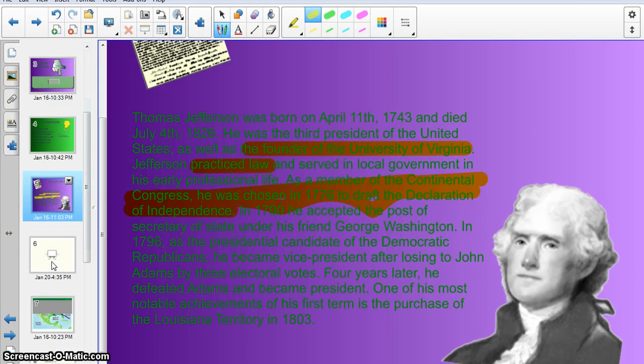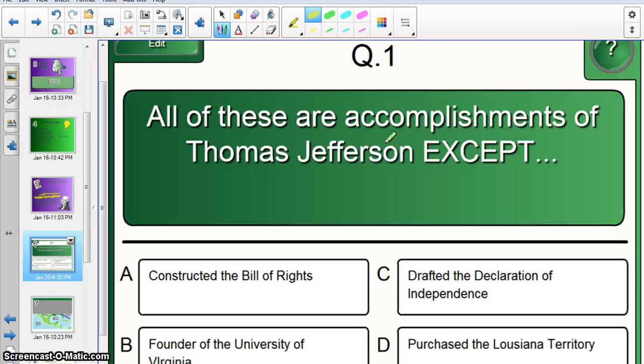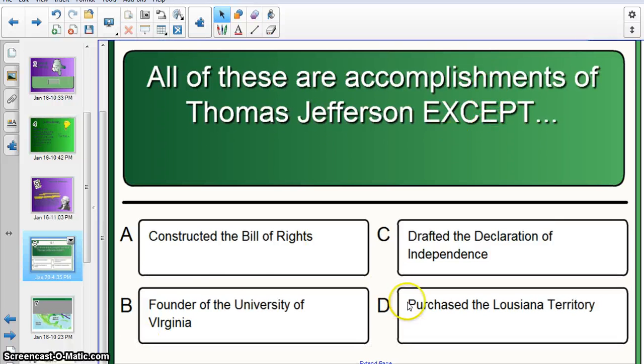The next slide for the students is a quiz on the life of Thomas Jefferson. The idea is to have the students come up, read the question, and give the answer. If one student doesn't know the answer, they can call on someone within their group to help them answer. So how this works is the student will read the questions. All of these are accomplishments that Thomas Jefferson accomplished, and they pick the right answer. If they pick a wrong answer, it'll give them the red marks.